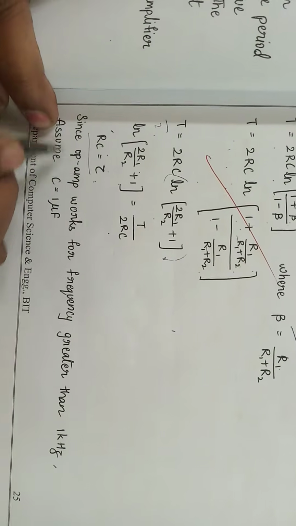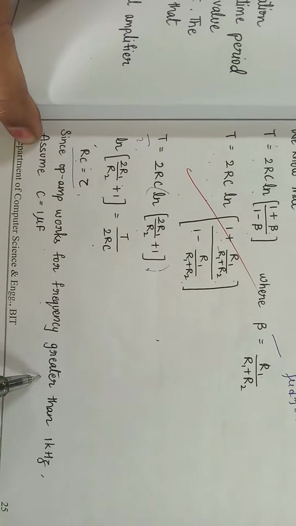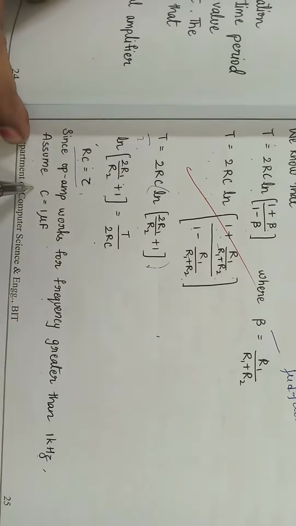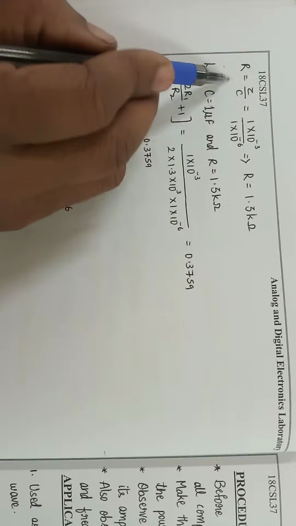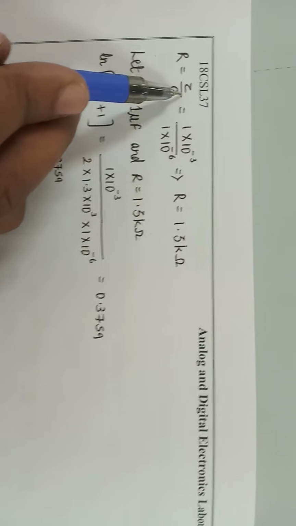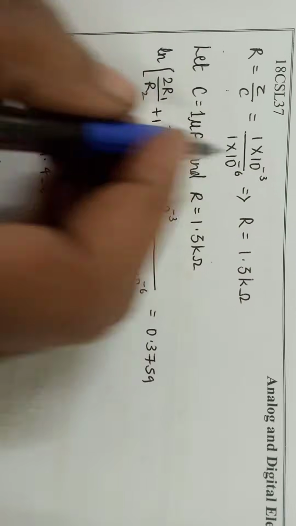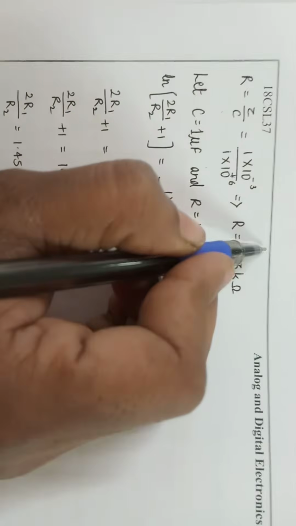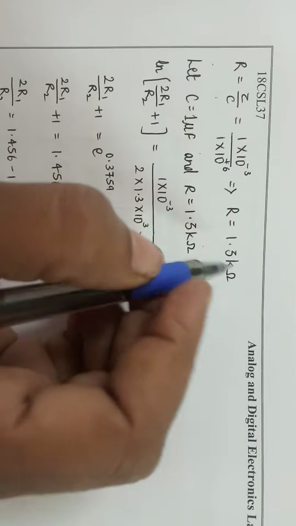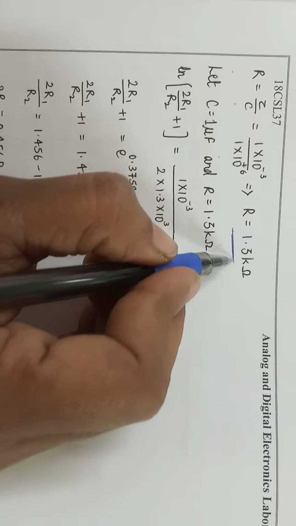Using this I am assuming the capacitor. First, since the op-amp works for frequencies greater than 1 kHz, we can assume C is equal to 1 microfarad. As per that, R is equal to tau by C. The tau is nothing but 1 millisecond, so 1 into 10 to the power of minus 3 divided by 1 into 10 to the power of minus 6 farad. To get the correct answer, we take an extra value, so R is equal to 1.3 kilo ohm.